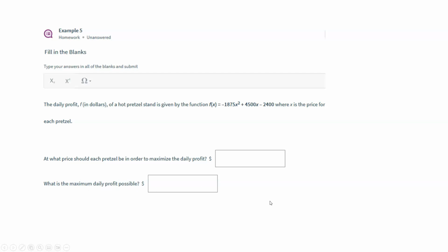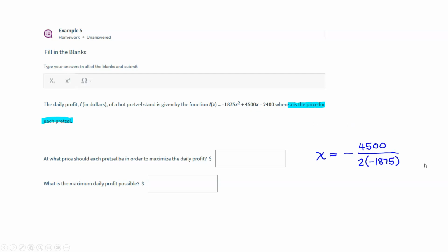So, basically, if you're looking for a maximum on this, and you can see that the a value here is negative, which means this should be concave down and have a maximum, you're looking for where the vertex is. So when you're looking for the value of x that's going to maximize the daily profit, or the pretzel price, well, that's what x stands for. So let's find the axis of symmetry, and that's going to give us that x value. So here's your a value of negative 1,875. Here's your b value of 4,500.